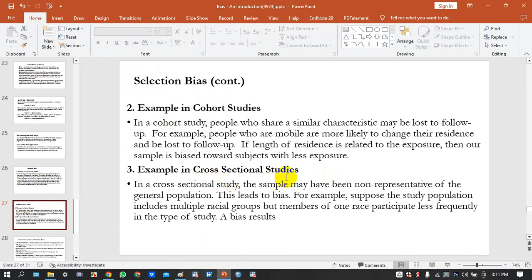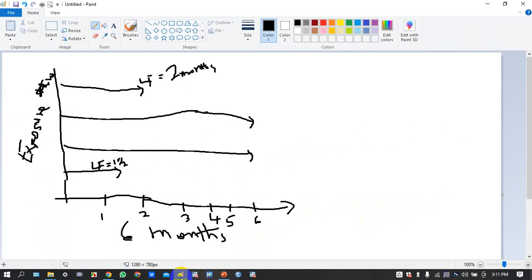Also, in the cross-sectional studies, the sample may have been non-representative of the general population. This leads to bias. For example, suppose the study population includes multiple racial groups, but members of one race participate less frequently in the type of study. So for cross-sectional study, we have what? Multiple racial groups. So we have Italians or Afghans.